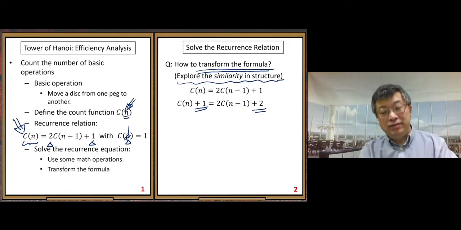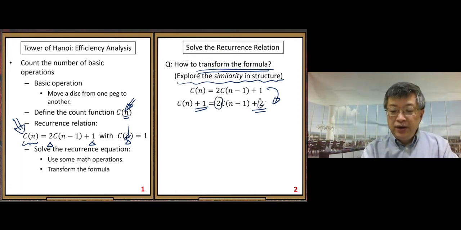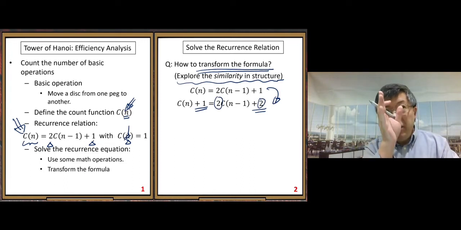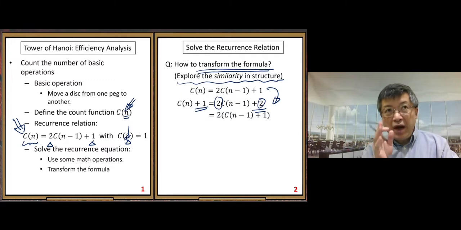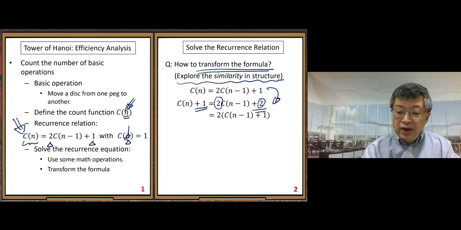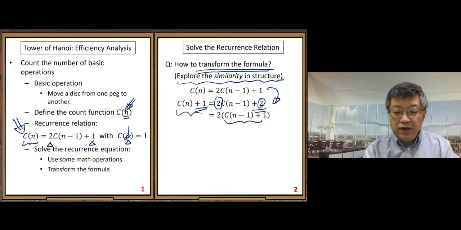When we do this, it's an equivalent change, right? Equivalent form change, but the result is quite different. Why? Because 2 here, 2 here, you can take common factor 2 out. After you factorize 2, inside the parenthesis, c of n minus 1 plus 1, and look at this, c of n plus 1.